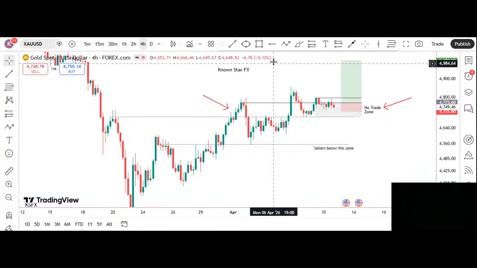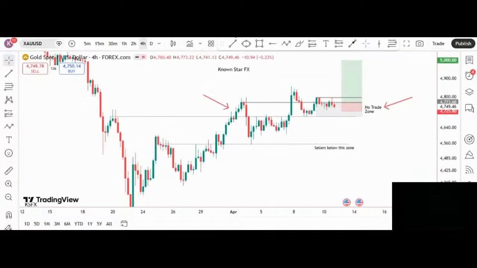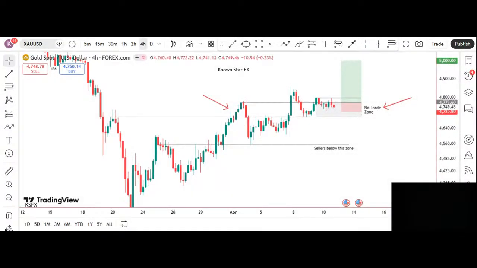Okay, so that will be all for gold basically. Let's check out BTC real quick. Let's check out US oil that I did analysis for as well, right?